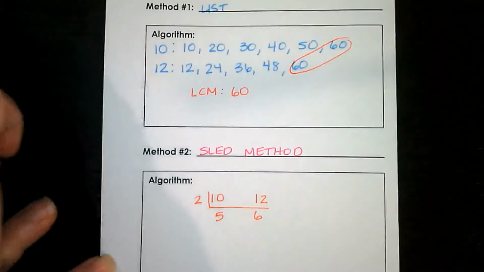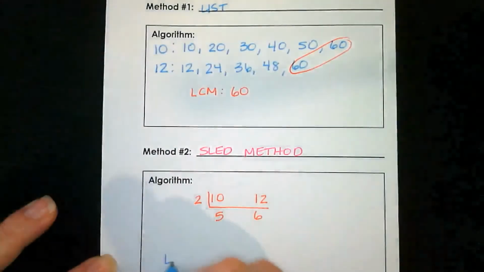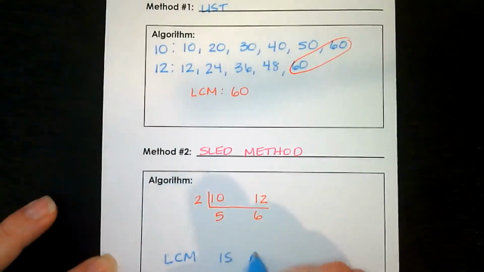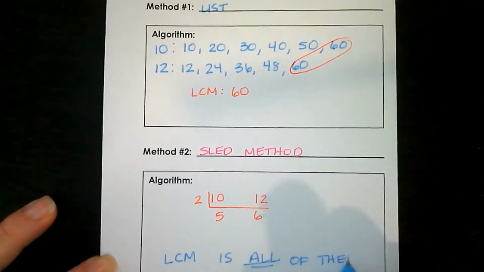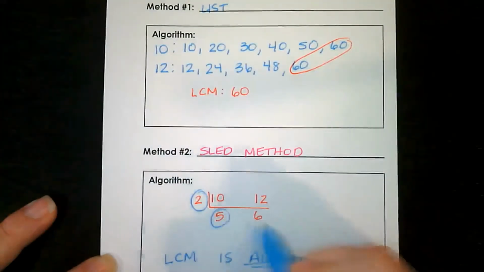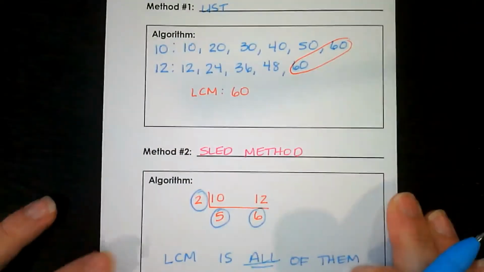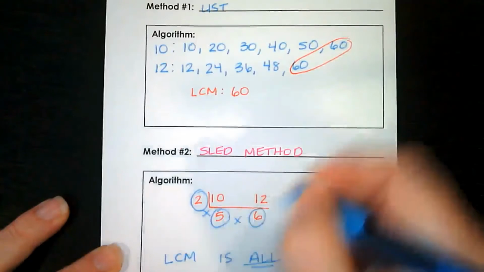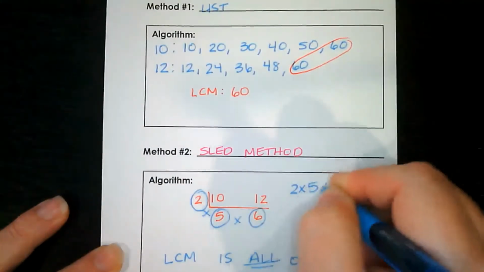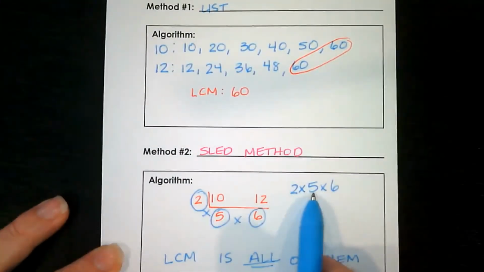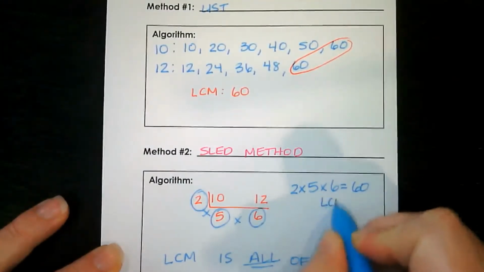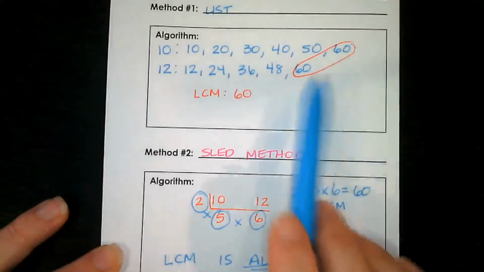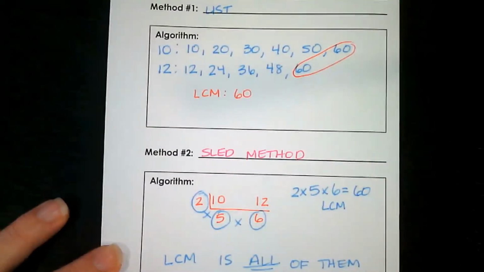Now GCF was on the left, but LCM is all of them. And by that I mean we take all of the factors that are along the outside edge of our sled and we multiply them. So in this case it's going to be 2 times 5 times 6. Well, 2 times 5 is 10 and 10 times 6 is 60. And that is our LCM. Notice we got 60 here and we got 60 here. So it doesn't matter which method you apply, they'll both get you to the exact same number.